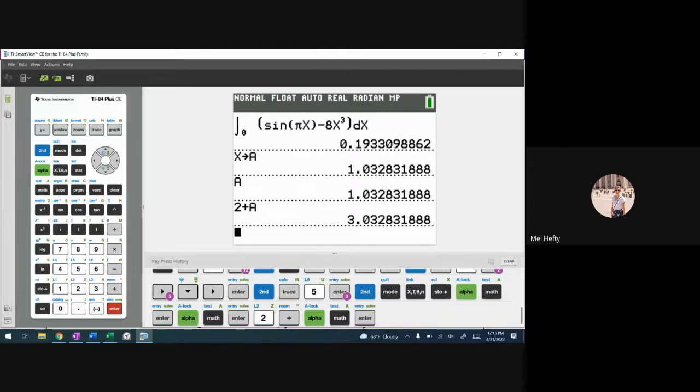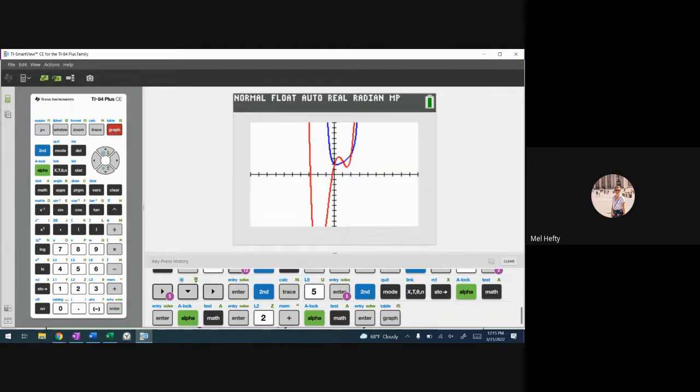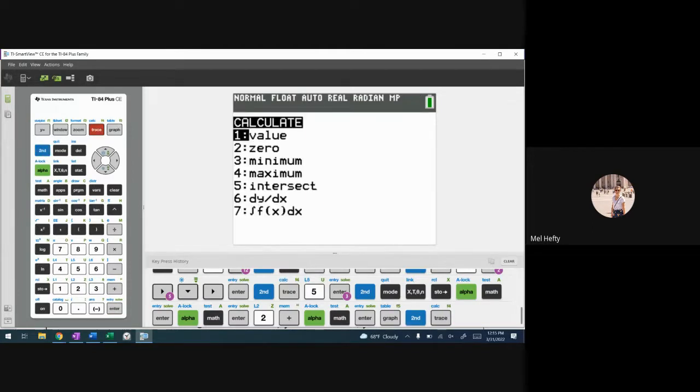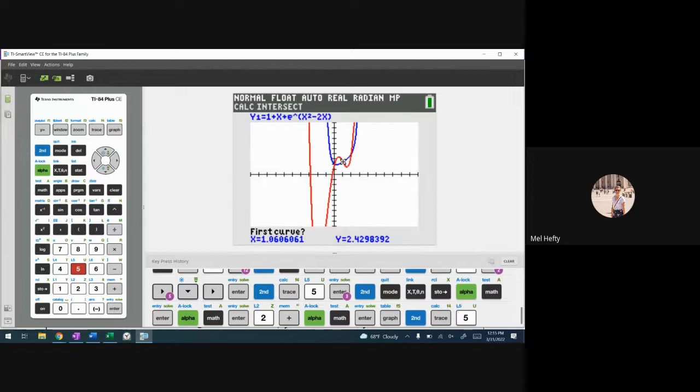Okay, let's go ahead and go back to our graph. We're going to find the intersection again. We have to make sure we're not doing anything between finding our intersection and when we go and do that on the home screen.